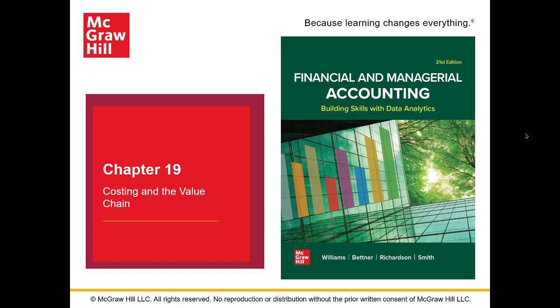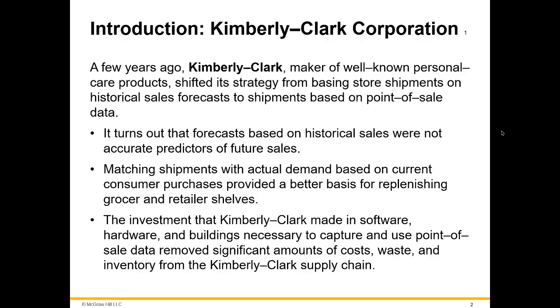We're now going to discuss Chapter 19, Costing and the Value Chain, and we start with an example from Kimberly Clark, a maker of well-known personal care products that you'd find in Walmart or Amazon or whatever. But they shifted their strategy from basing store shipments on historical sales forecasts to shipments based on point of sale data. Point of sale, like immediately: how much are we selling last week? How much are we selling at this store, at this place, and immediately fulfilling that.